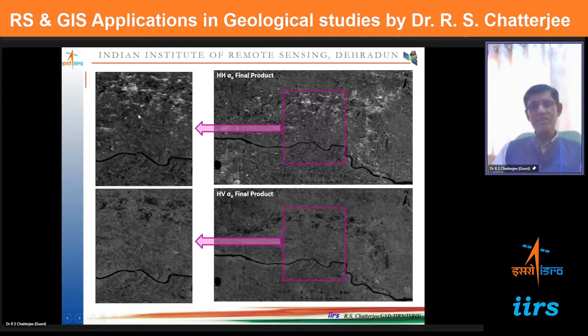You see, in the case of HH, the surface features are very much highlighted due to the high surface scattering. And in this case, volume scattering is much more highlighted, so the subsurface features are more highlighted. See, in the same area, a subsurface fault is very much clear here, which is not very clear in this case, and in the optical image it is absolutely not seen. Whereas in the case of HV polarized radar image, the subsurface fault can be highlighted and it can be mapped.